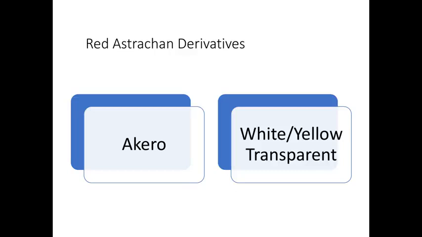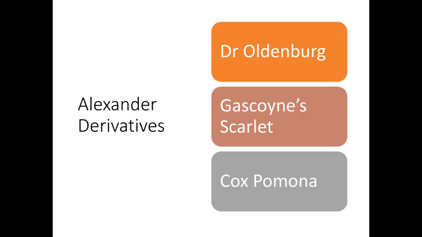One of the problems with the Red Astrachan and its descendants, however, is this. They don't last very long. They're couple-day-long apples. They're ready, they're ripe, you eat them. And if you don't, in a couple days, they're mealy and unappetizing. Good for cider, though. Alexander is a similar deal. Most of them are not really edible off the tree, but they do make good eating apples.